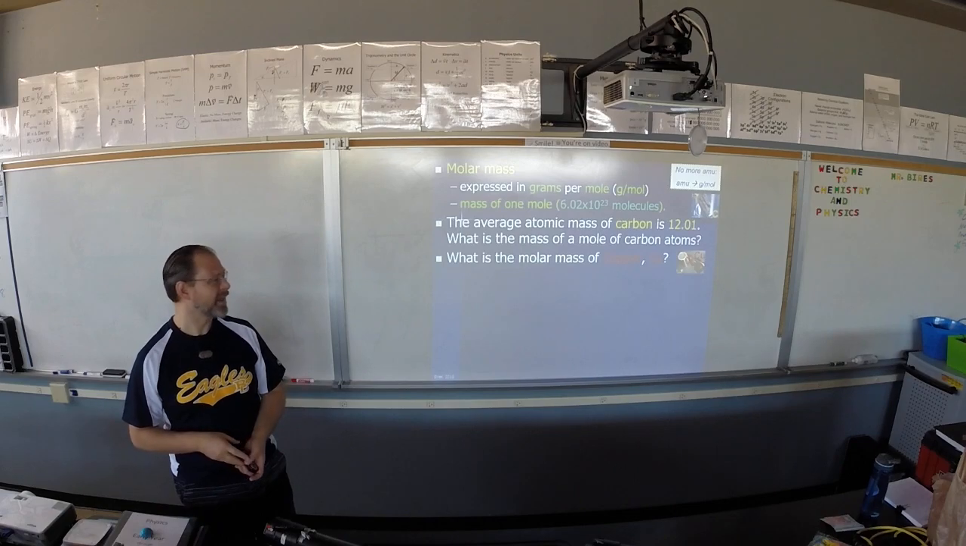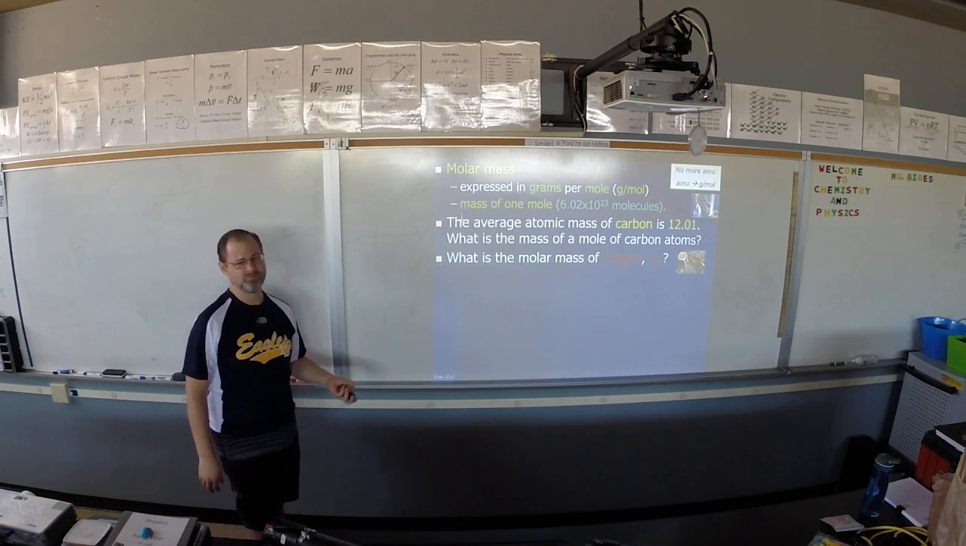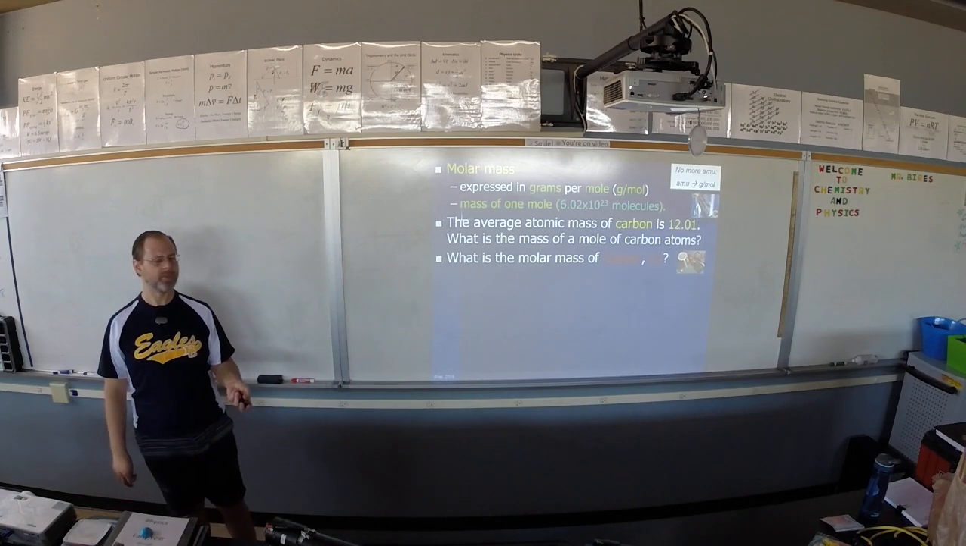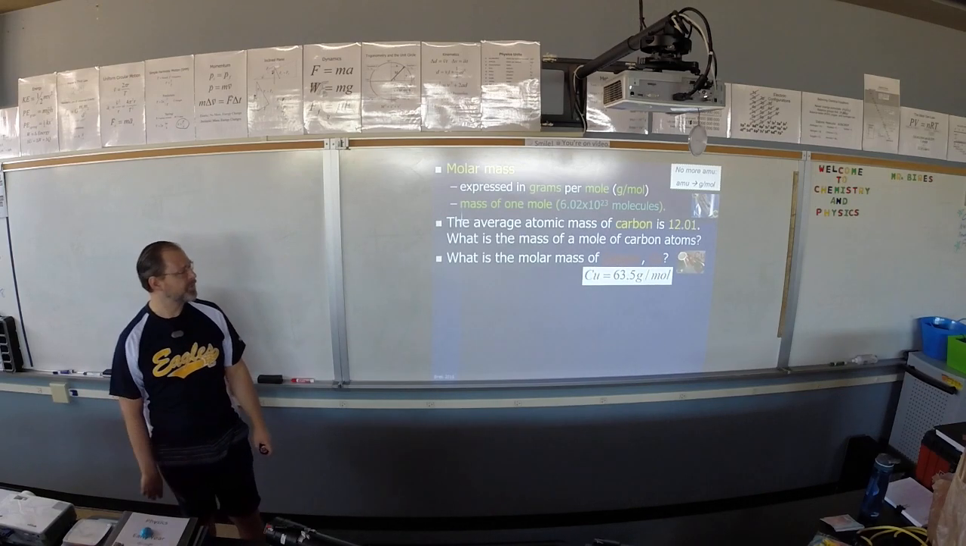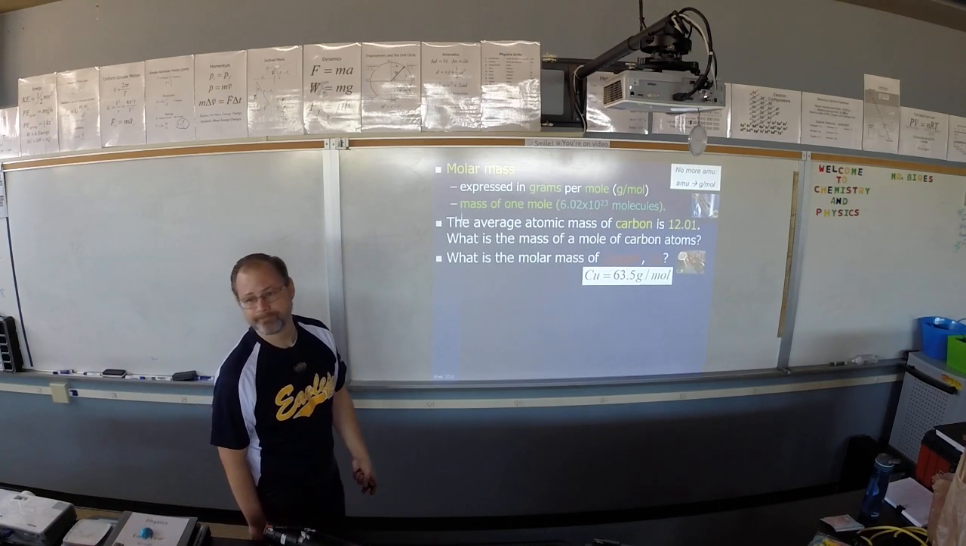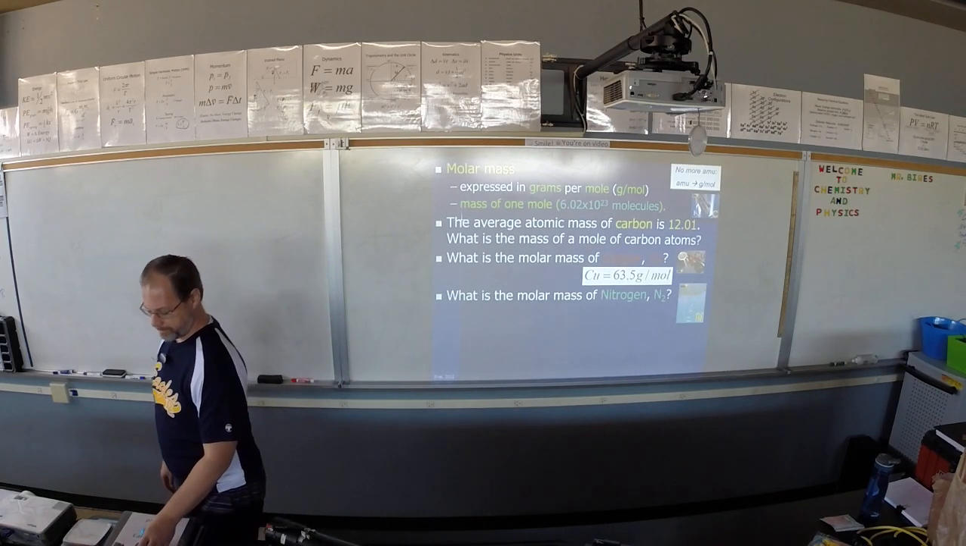As a general rule, I like 3. 3 is my favorite, 3 digits. But you can use more or less. Don't use 1 though. You can use 2, 3, 4, 5. Okay, so copper is 63.5 grams per mole. Next, what is the molar mass of nitrogen?